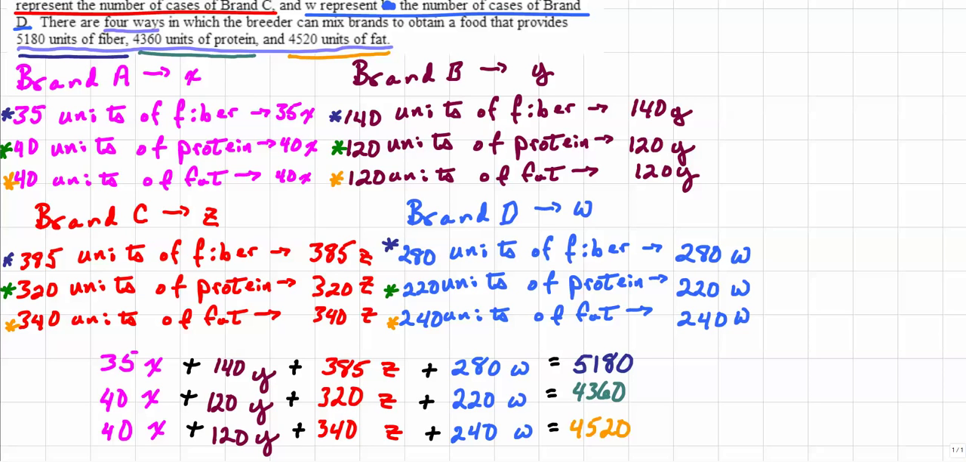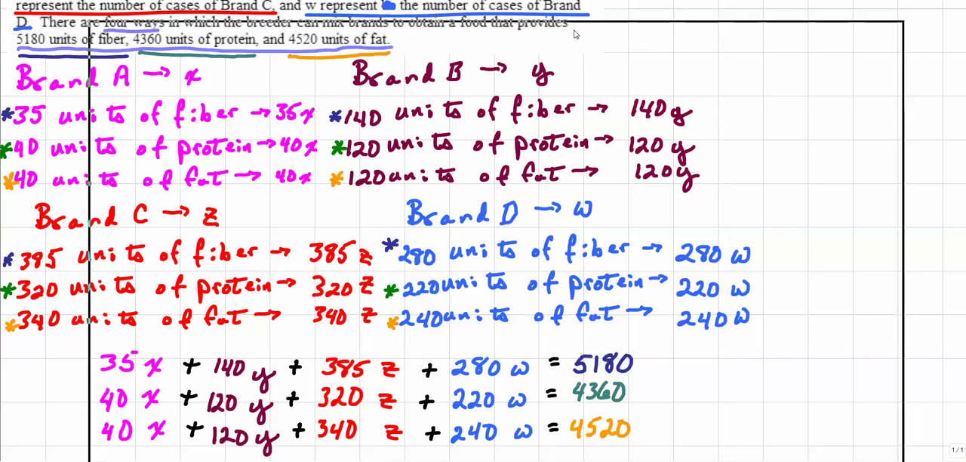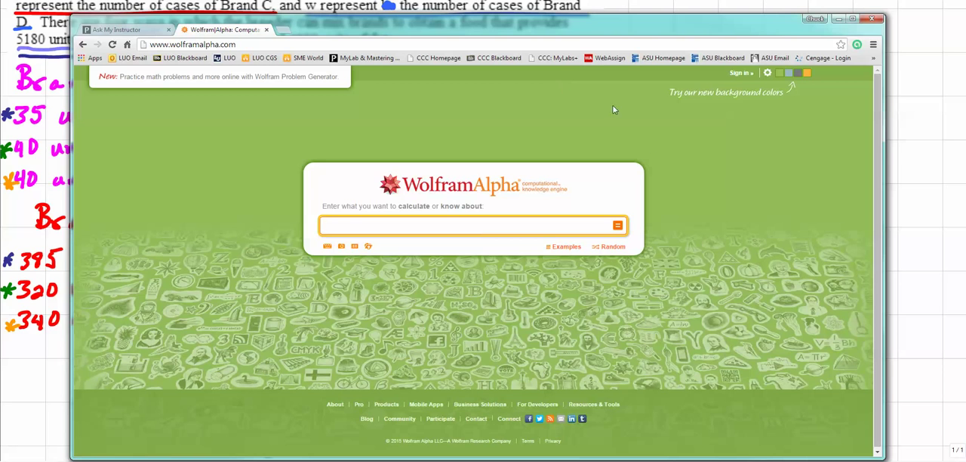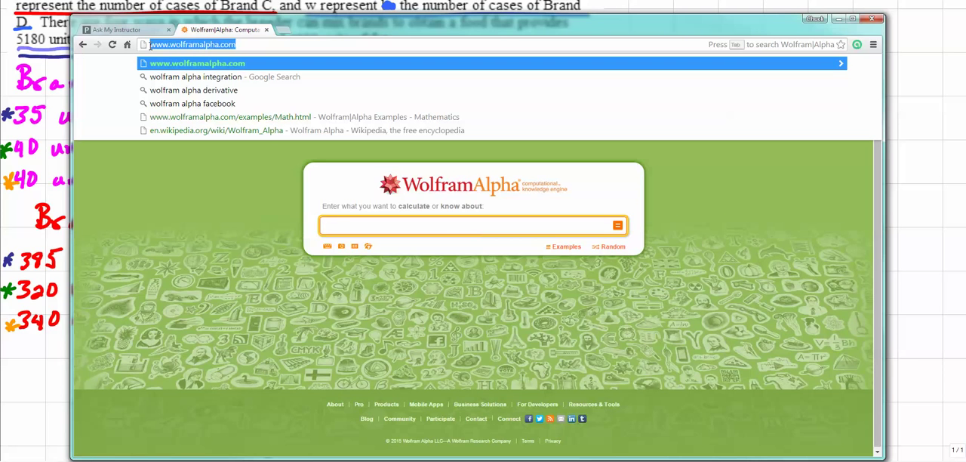Now what I want to do is not use matrices to solve this. Instead, we're going to go to wolframalpha.com, and this is what the website looks like. You'll see that the URL is simply www.wolframalpha.com.